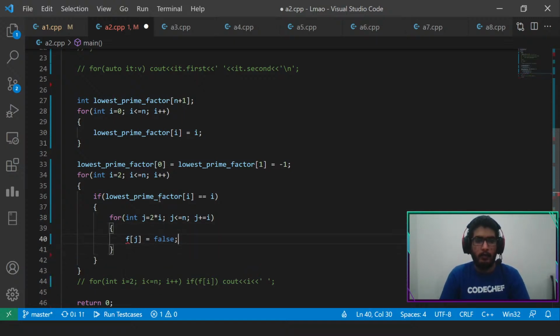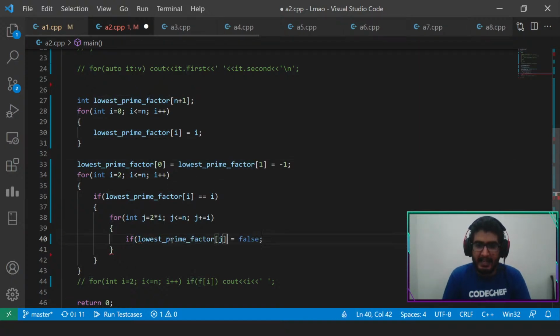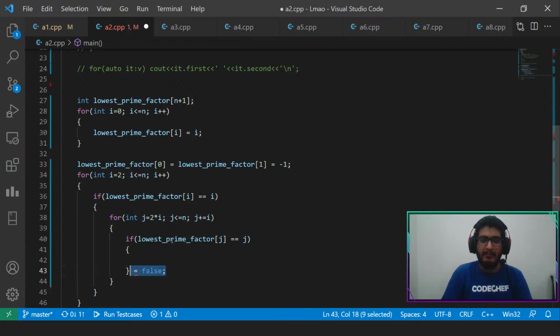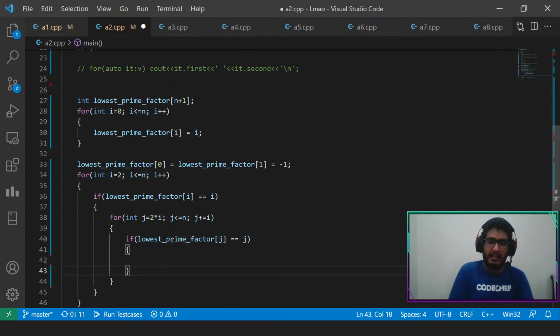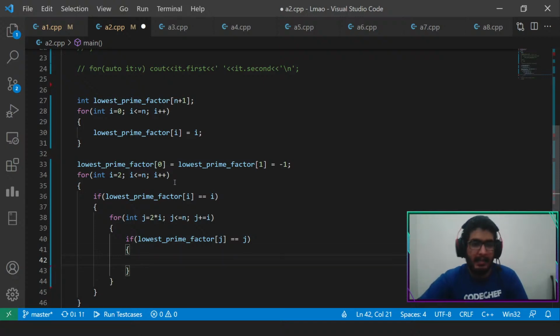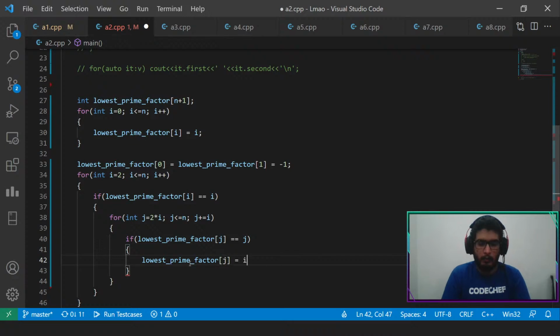And in the internal loop, what we are going to write is: if the lowest prime factor of j is equal to j, only then we would modify the lowest prime factor here, right? If the lowest prime factor has already been changed, then we do not want to change it again, right? Because let's say 6, right? We have already set the lowest prime factor of 6 as 2. But in the iteration when i is equal to 3, we would go on to 6, because 6 is a multiple of 3. But we do not want to change the lowest prime factor of 6 again. We do not want to set it to 3 because that is not the lowest prime factor of 6, that is equal to 2. So we would only change the lowest prime factor of j when j is currently presumed to be a prime number, and in that case we would set the lowest prime factor of j equal to i.